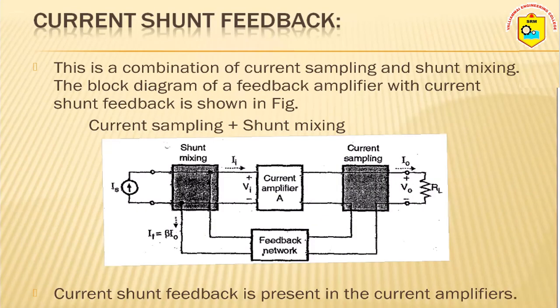Next is current shunt feedback. In current shunt feedback, it is a combination of current sampling and shunt mixing. The current comes from the sampling type name and the shunt comes from the mixing type. In the mixer type, you have a shunt connection, so the feedback network is connected in parallel or shunt with the input source. For the sampling network, the feedback network is connected in series with the output, so it is called current sampling. This is the variation between the three feedback networks which we saw.